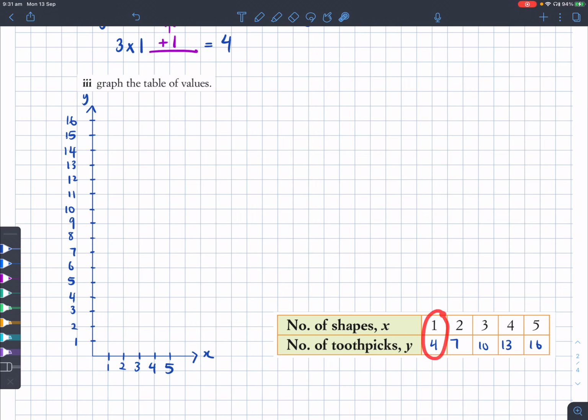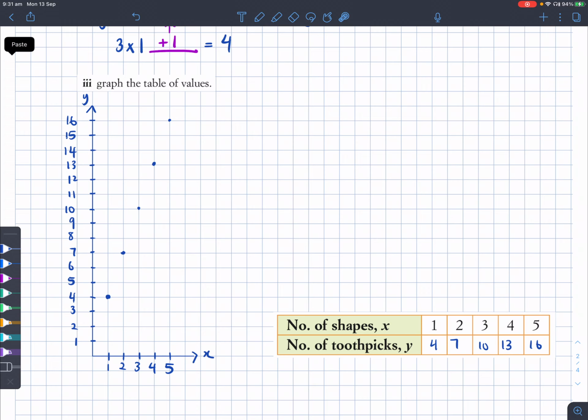Okay, this pair of values represents x equals 1, y equals 4. So x equals 1 is 1 to the right, and y equals 4 means 4 up, like that. Okay, and then 2, 7 means 2 right, 7 up. 3, 10 means 3 right, and 10 upwards. 4, 13 means 4 right, and 13 upwards. And then 5 to the right, 16 upwards.